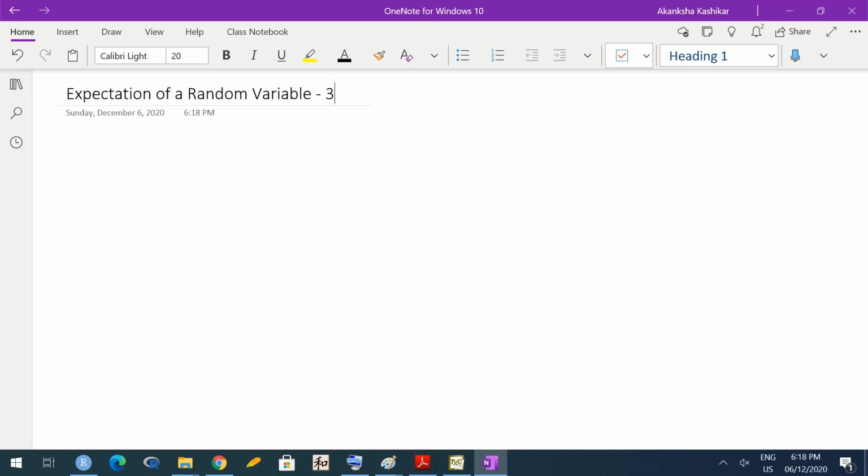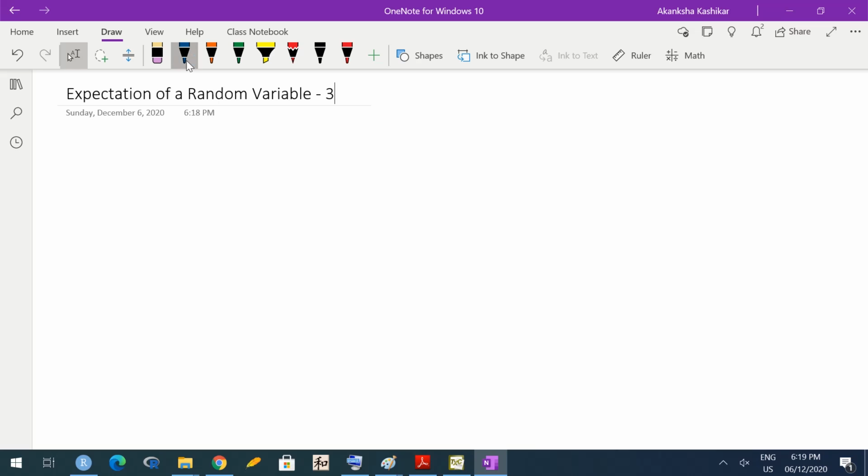Hello everyone. Today we'll be continuing with our discussion about expectation of a random variable. There is one important result which we will see now. We have seen how to compute expectation of X when X is a simple random variable, or elementary, or non-negative, or arbitrary random variable. Now we will talk about expectation of a function.